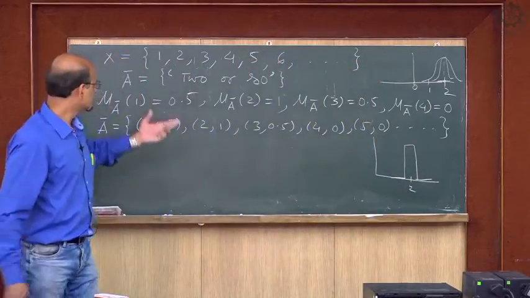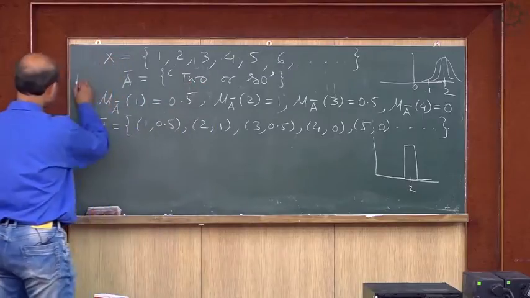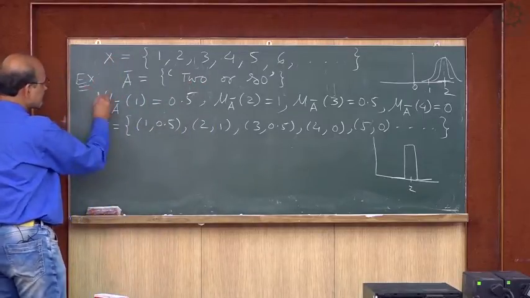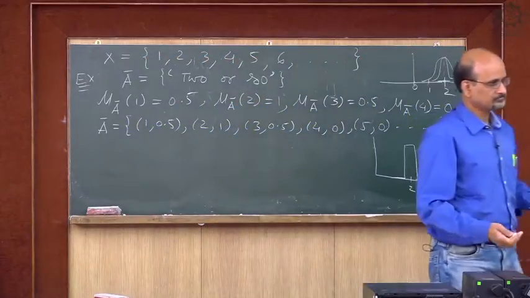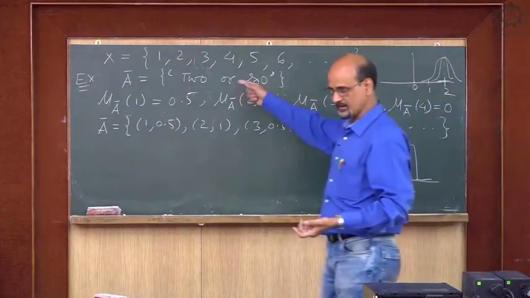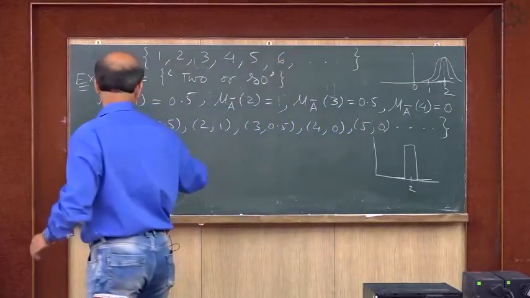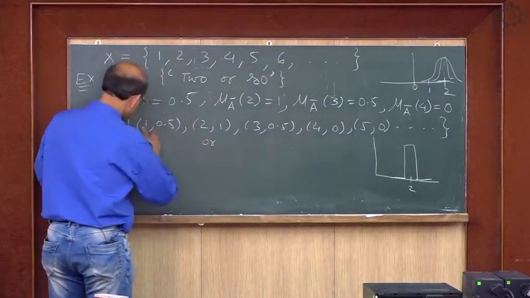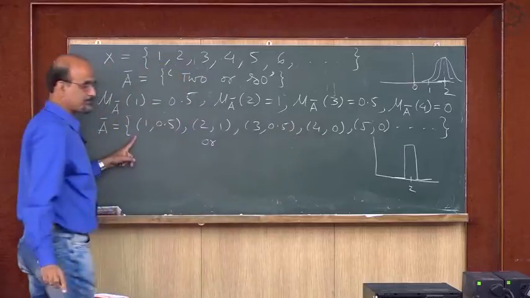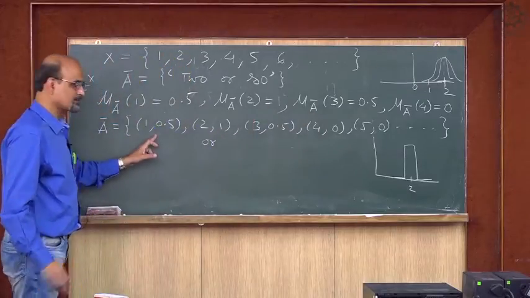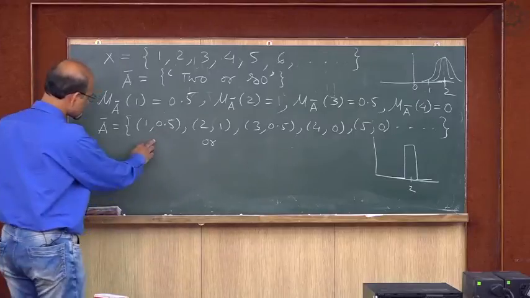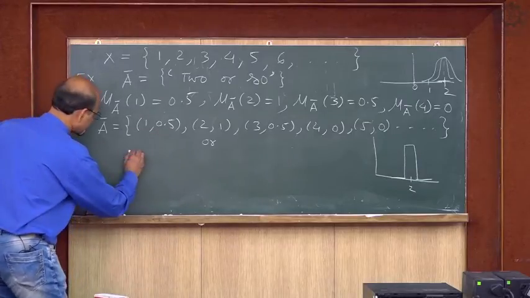Okay? This is an example where we take a fuzzy set A equal to 2 or so. You will be more clear when I take more examples. This is the way we write the fuzzy set depending upon your membership functions. Now, many books also write it another way.